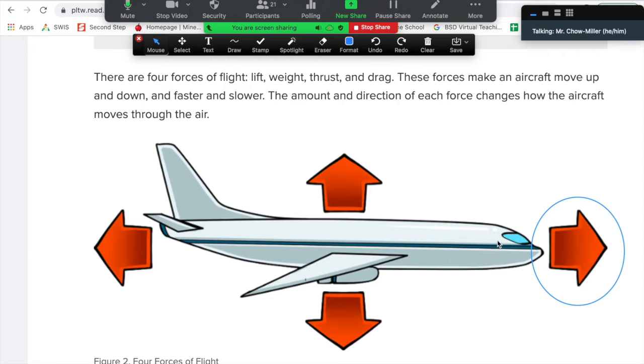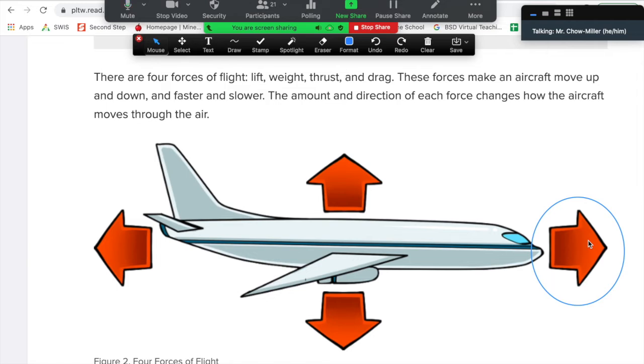Thrust is the force that moves the plane forward. Now, thrust comes out of the back of the plane, but it moves the plane forward. So that might be where your confusion is, right? Thrust comes out of the back of the plane, but it moves the plane forward. So there is some understanding in being confused as to what the question is asking there.